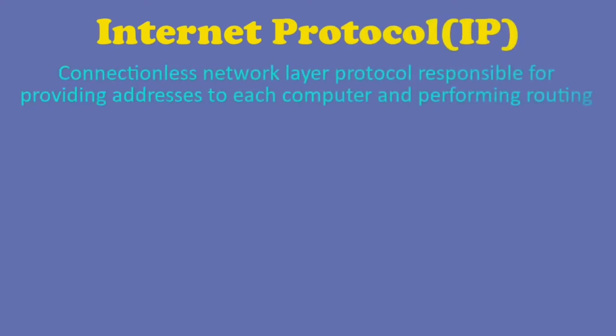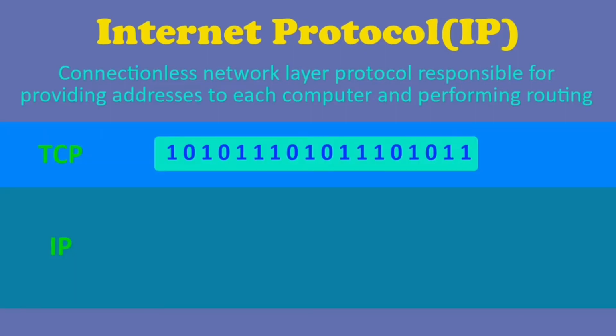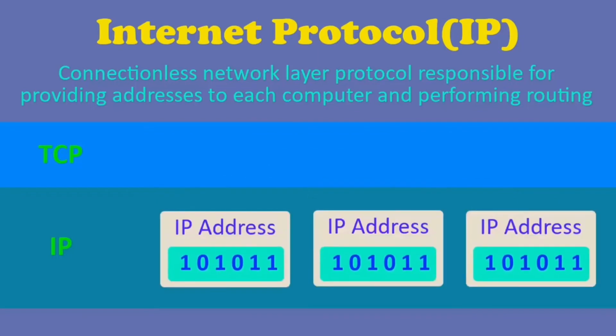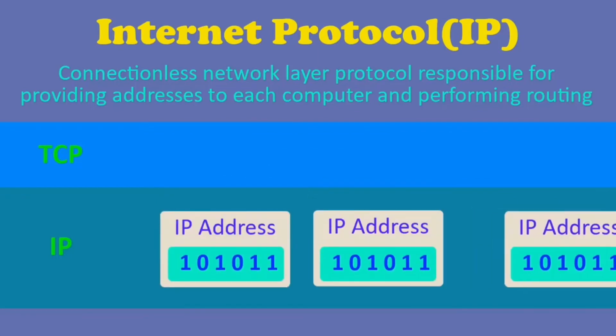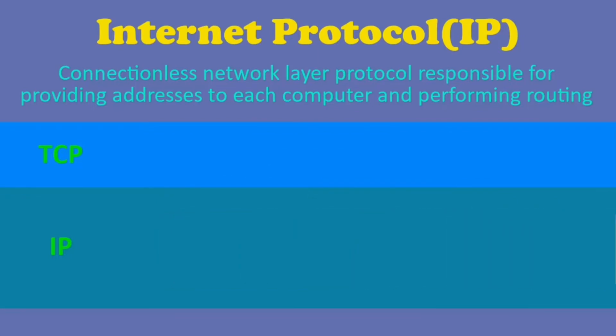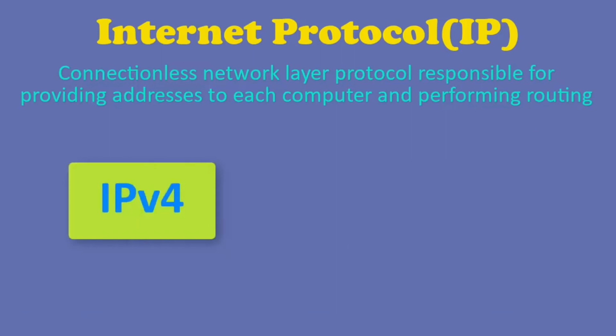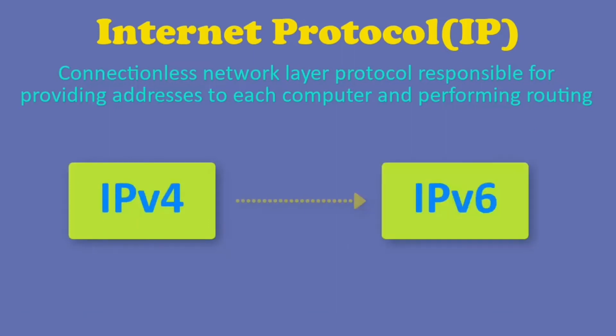Next is Internet Protocol or IP. It is a connectionless network layer protocol responsible for providing addresses to each computer and performing the routing. Once TCP breaks the data into smaller packets, it gives it to IP to provide addresses and to do the actual routing. Currently, Internet fully supports IP version 4 and it is moving towards adopting latest version IP version 6.